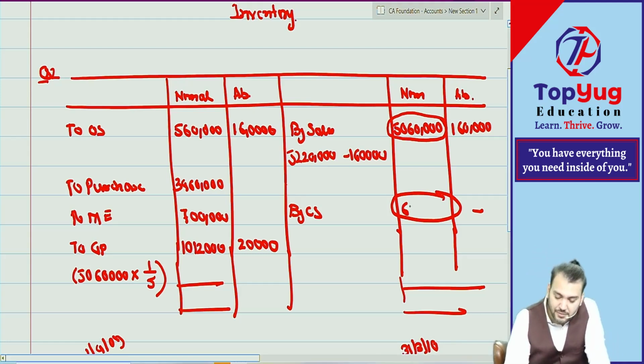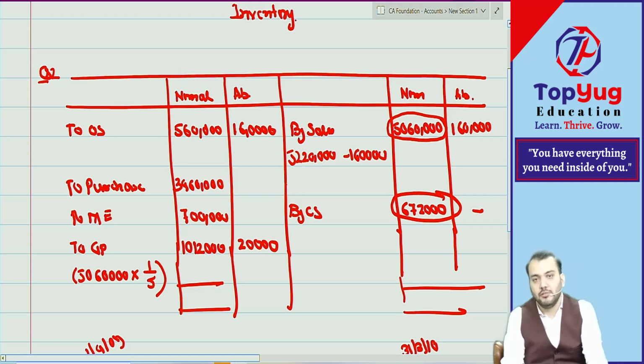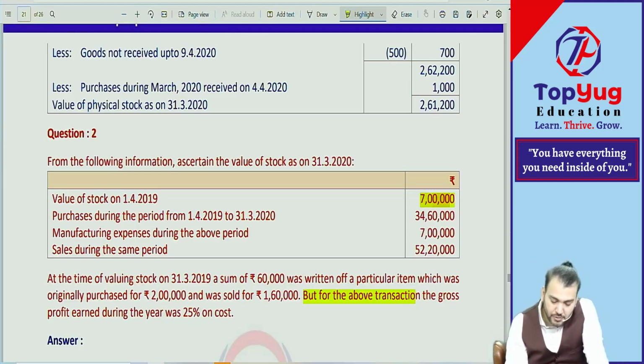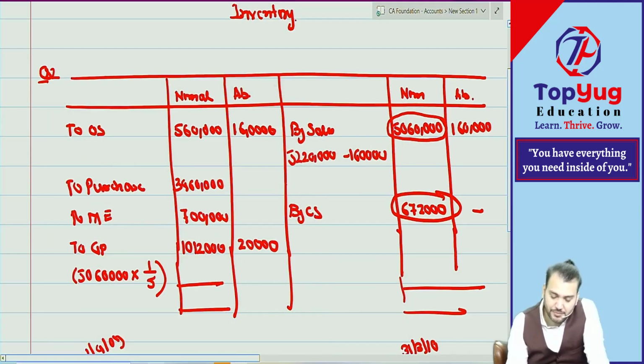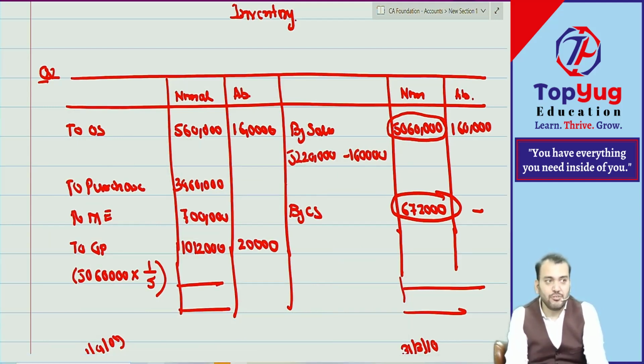6 lakh. 72,000 is your answer. What have they asked? Asset and the value. The value is 6 lakh. What is the answer given? Same answer is given. But we have done a similar question.